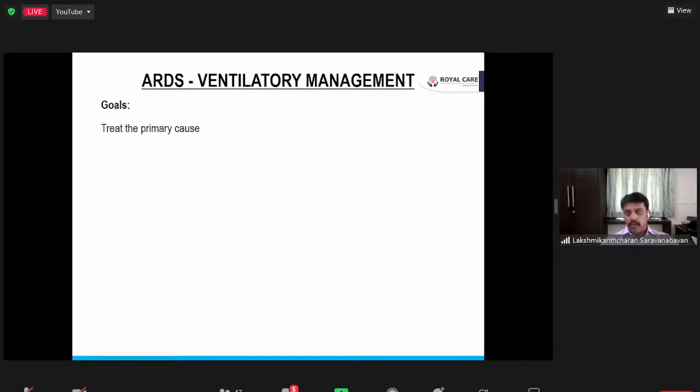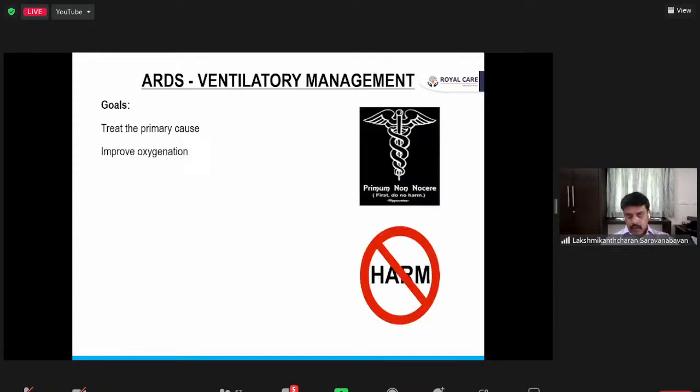Predominantly, ARDS is a compliance problem, and because of the compliance problem, you have a problem with your oxygenation. So it is a hypoxic respiratory failure. What we try to do is improve the oxygenation in this patient by ventilating them. But in the process, as we all know in the medical fraternity, the first thing that we learn is primum non nocere, or do no harm to the patient. Even if you don't do something good for the patient, always try not to harm the patient.